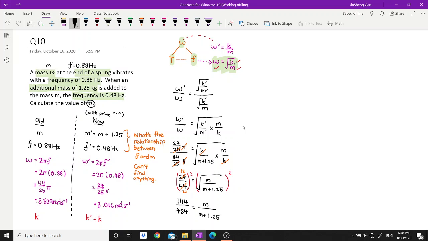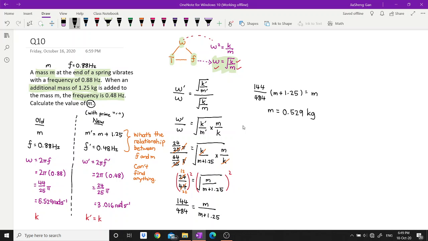Now we can move all these things around. It will be 144 divided by 484 times M plus 1.25, then it will be equal to M. And if you shuffle everything around, you get M equals 0.529 kg.